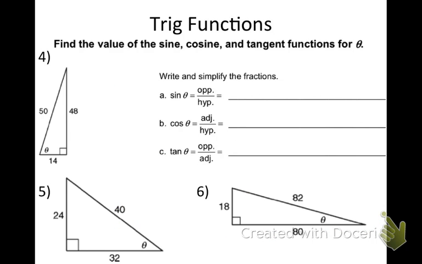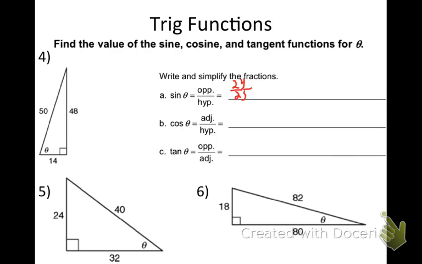All right, using that information, take a couple seconds, try 4, 5, and 6 on your own. Find sine, cosine, and tangent of all of these. Number 4, what sine of theta is going to be, John? 24 over 25. Nice job.